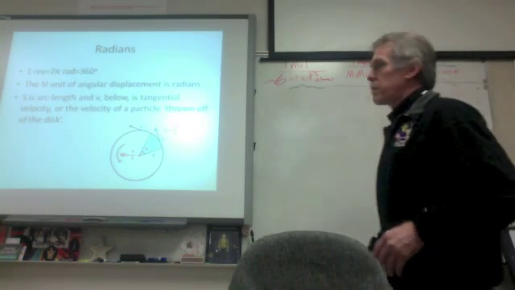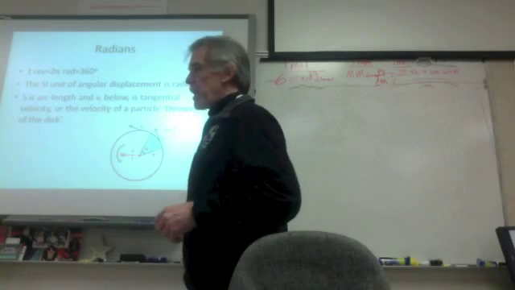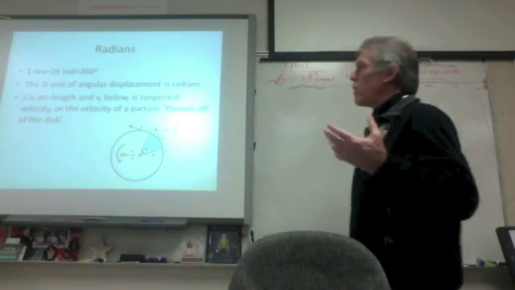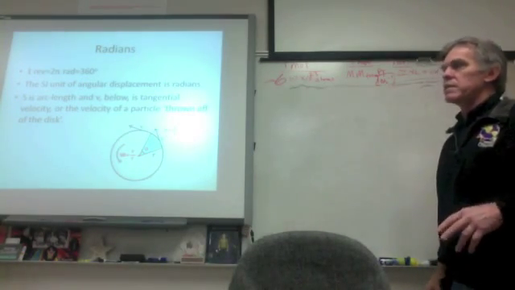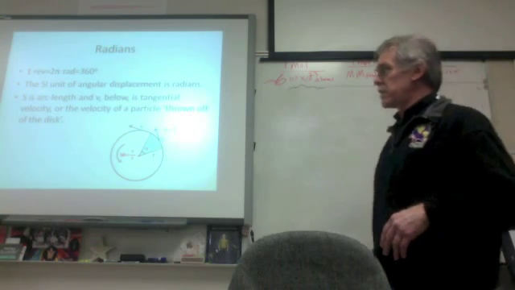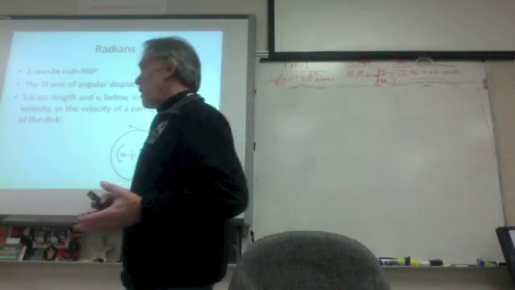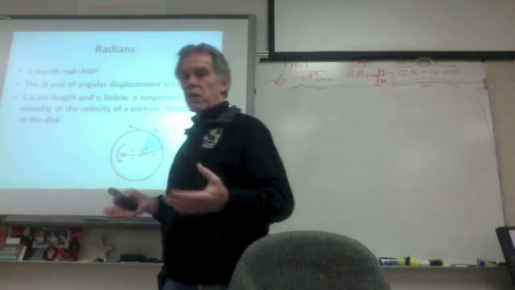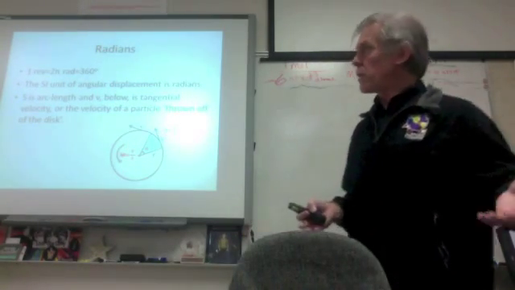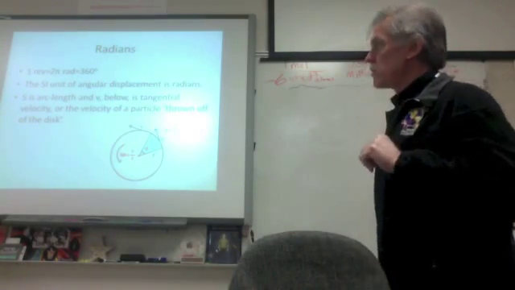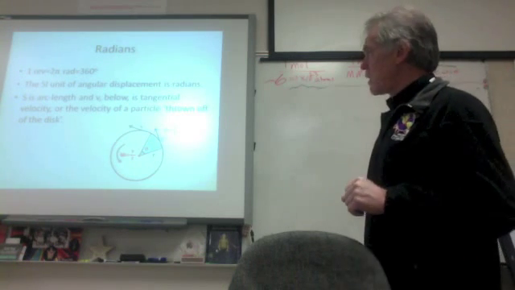So we'll talk a little bit about radians. One revolution is equal to 2 pi radians, which also is equal to 360 degrees. You could use these three as your conversion factors between degrees, radians, and revolutions. The SI unit, again, is radians.